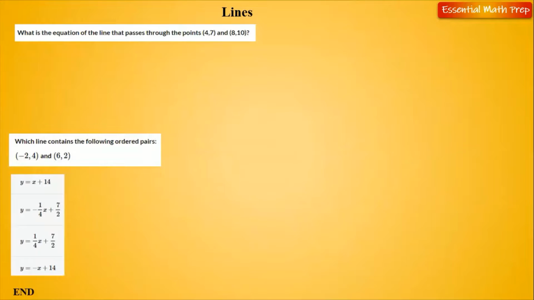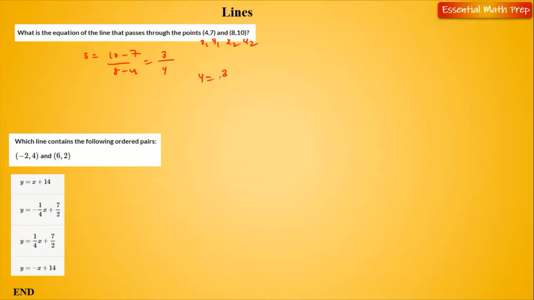So, all right, we got two more problems to wrap up this video. What's the equation of the line that passes through points 4, 7 and 8, 10? That's very easy. All you have to do is first use the slope equation. So we know our ordered pairs are x1, y1, x2, y2. So slope would be 10 minus 7 over 8 minus 4. 10 minus 7 is 3, 8 minus 4 is 4. So slope is 3 over 4.